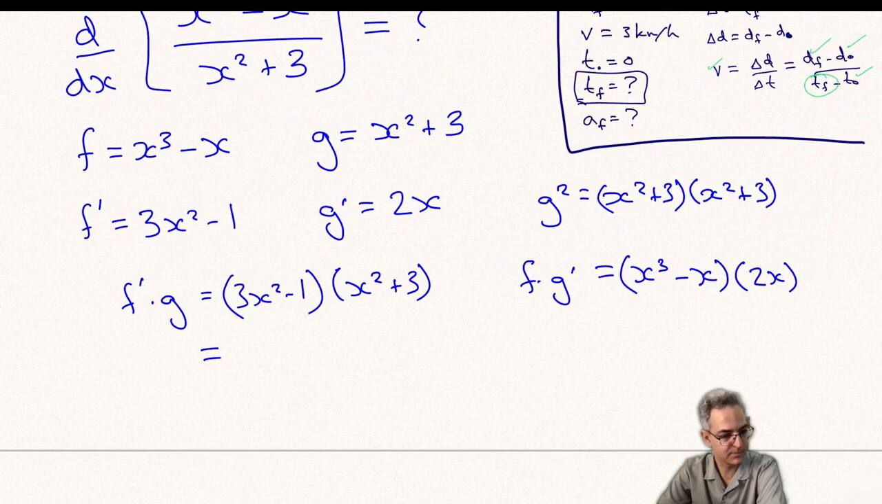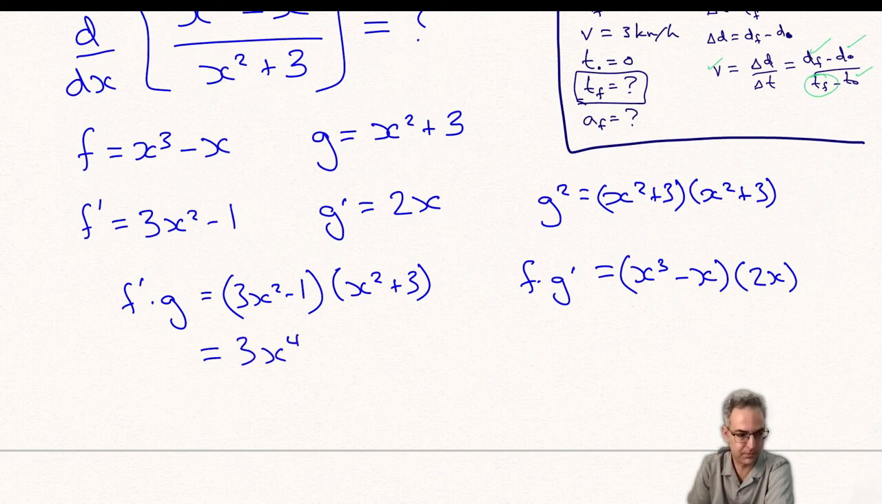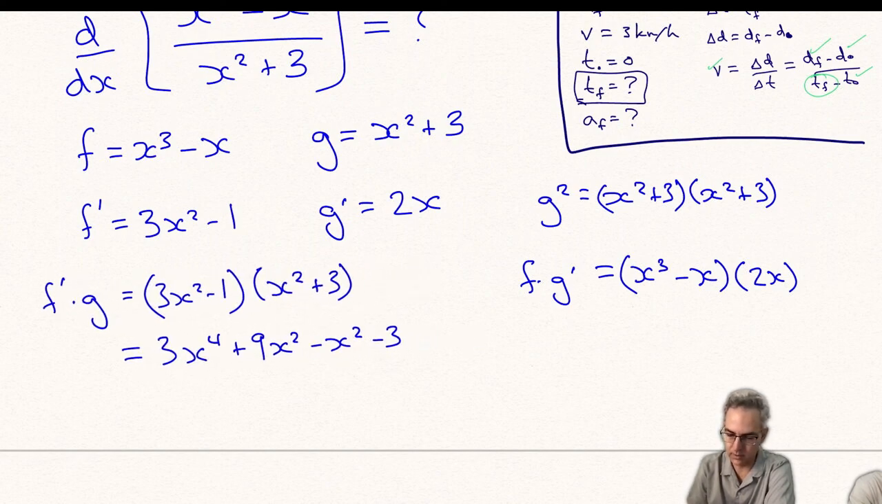So this is what I came up with, not the final answer, like here, for the f prime times g. So 3x squared times x squared is 3x to the fourth. X squared times x squared is x to the fourth. Okay, and then 3x squared times 3, that's 9x squared. Then we have minus 1 times x squared, so that's minus x squared. Minus 1 times 3 is minus 3. Let me just move these over a little bit so we have more space for the other one here.